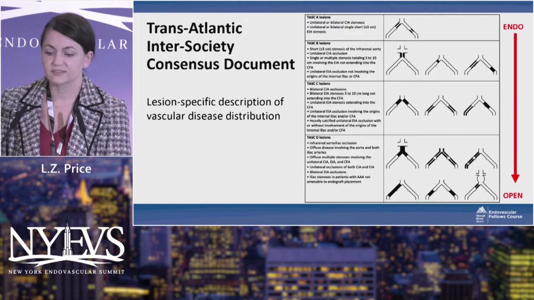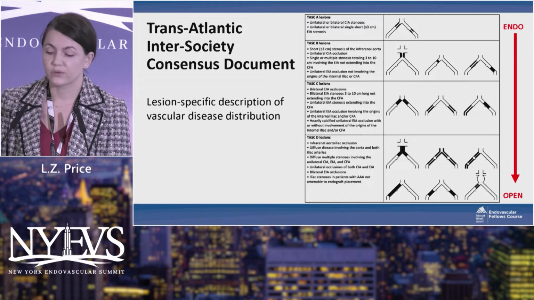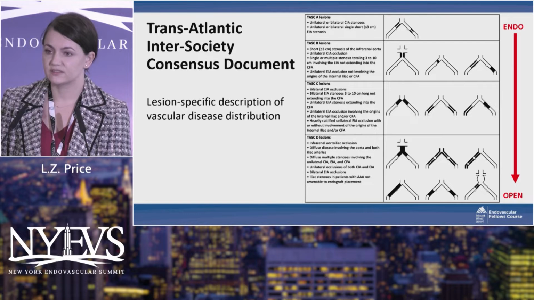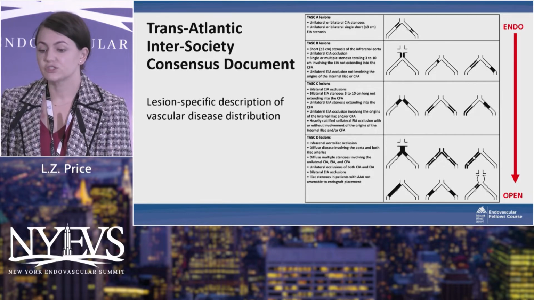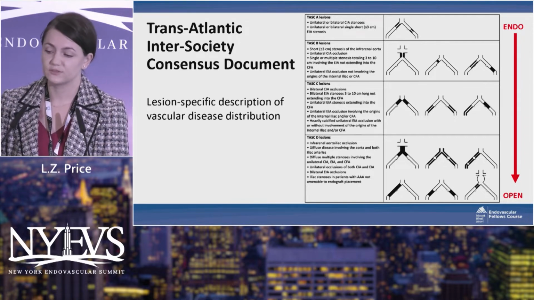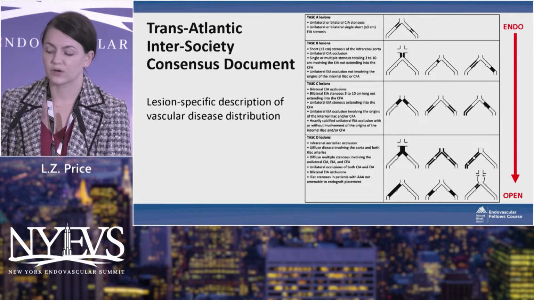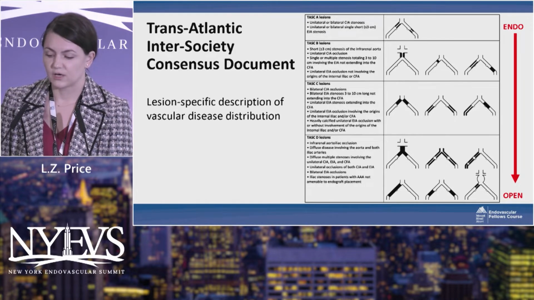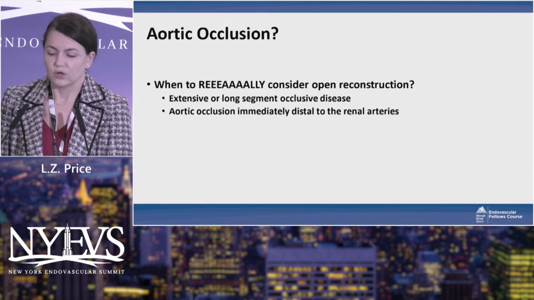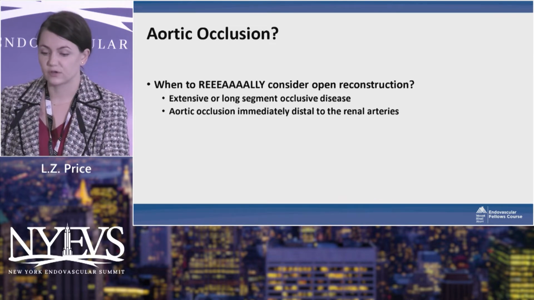We have the TASC grading of aortoiliac disease, from TASC A being the least extensive to TASC D being the most extensive. And traditionally, we've been taught that TASC A and TASC B lesions are more amenable to an endovascular approach. And as you go to more extensive lesions, open revascularization is more recommended. So, in general, when do we really need to consider open reconstruction, particularly when the aorta is involved in the iliacs?